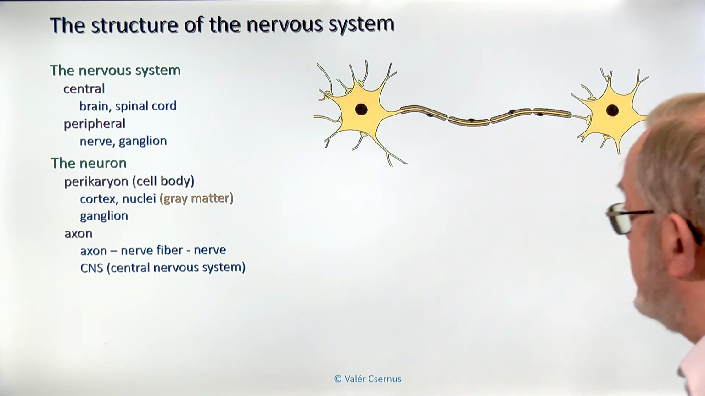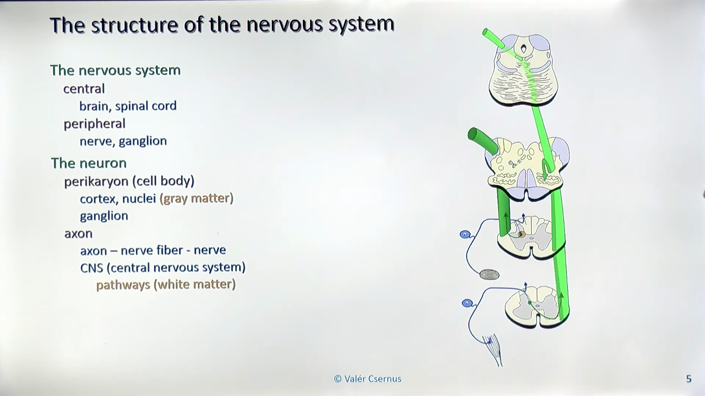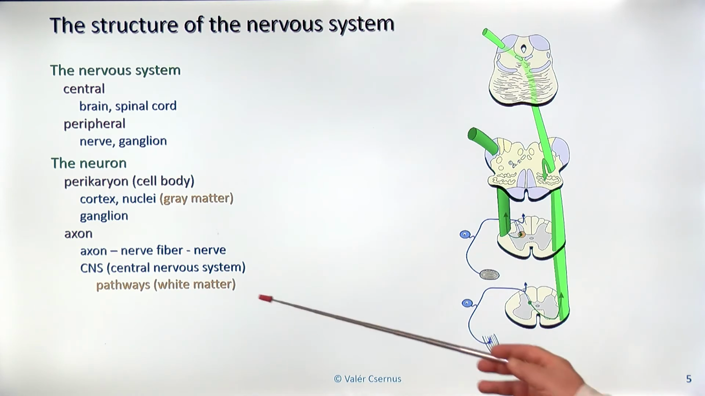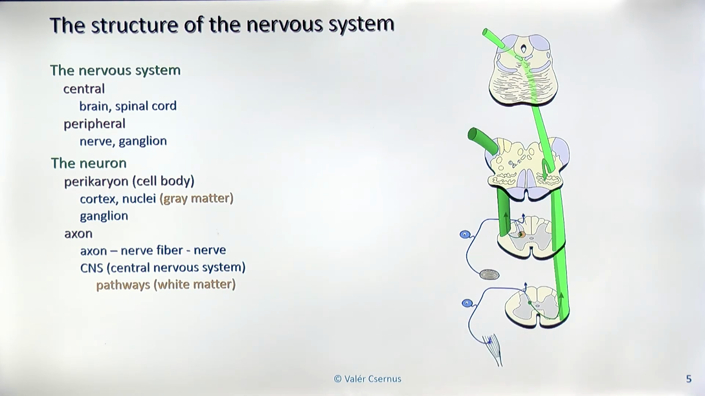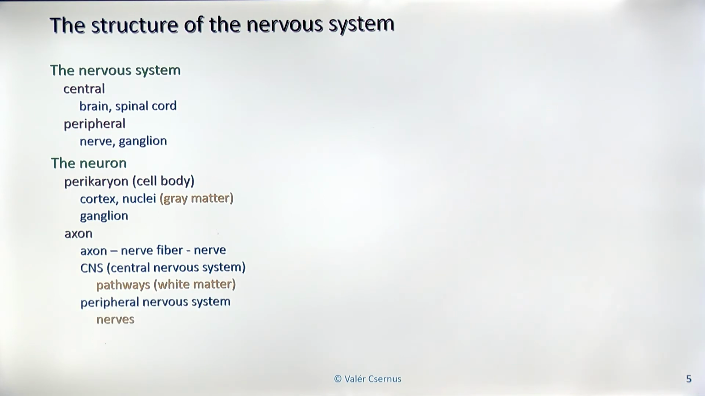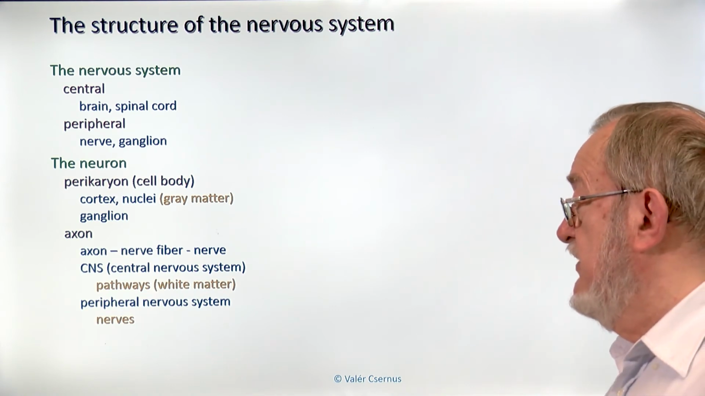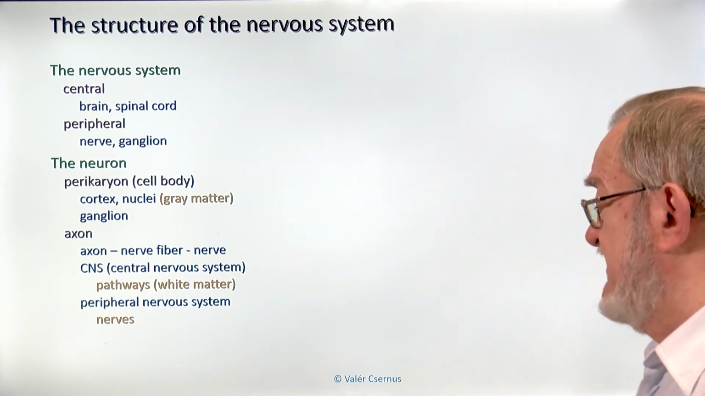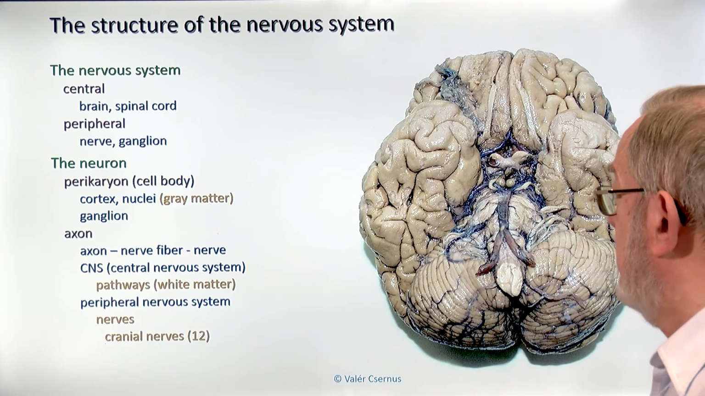The axon can be in the central nervous system and in the periphery. In the central nervous system, parallel running axons, practically nerve fibers, are named pathways. This makes the white matter of the central nervous system, both the spinal cord and the brain. In the peripheral nervous system, these are the nerves. These are the elongated, relatively hard, yellowish structures, what you dissect as nerve.